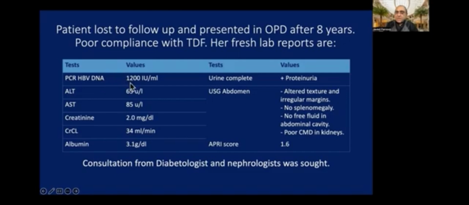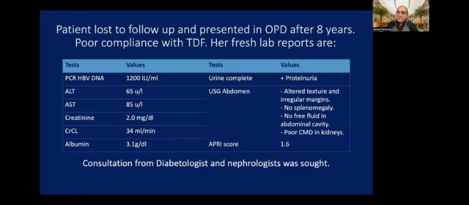Her fresh lab reports: PCR 1200, despite poor compliance with the TDF; ALT 65, AST 85, creatinine 2, creatinine clearance 34, albumin 3.1. Her urine shows single plus proteinuria. Ultrasound abdomen shows altered texture and irregular margins, no splenomegaly, no free fluid in the abdominal cavity, but poor CMD in kidneys, and APRI score is 1.6.